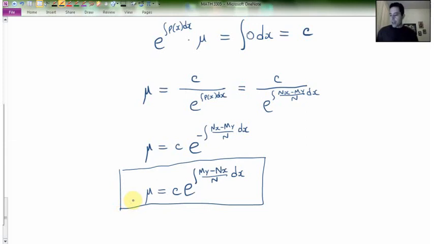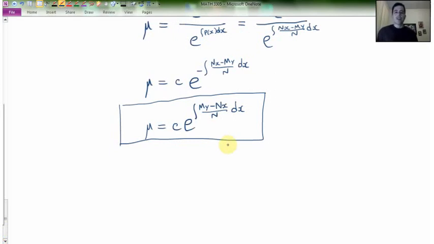We have an expression for the mu function. Now, since this is an integrating factor, we can pick c equals 1 for now. It will work with any constant, right? That integrating factor works with any constant. So we can pick c equals 1 just to make it simpler, okay? And then, so that's the expression. Whatever that is, all we have to do is integrate that, and we get our mu.